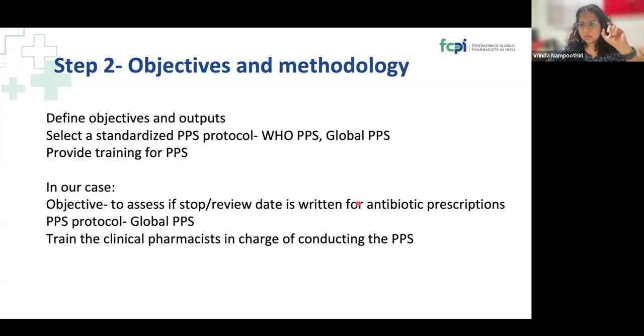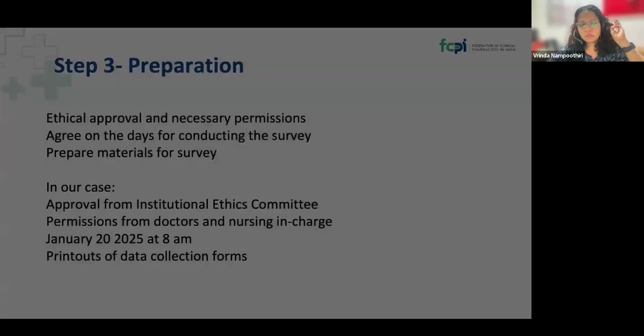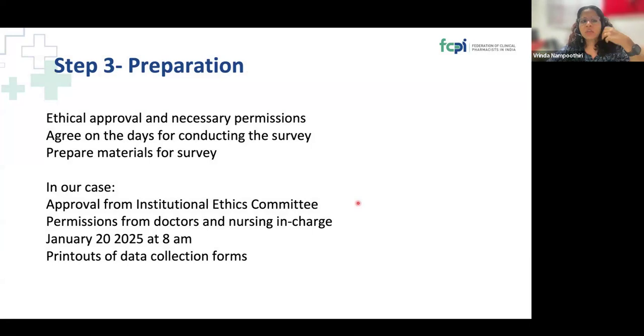So 2 steps are over. First, we identified the team and the personnel who will be in charge of doing the PPS. Second, we defined the methodology and the objectives, and we have provided the necessary training for doing PPS. Now, the third step is preparation. Preparation includes getting the necessary ethical approvals and other permissions, deciding on which date you want to do the PPS, and then getting all the materials for the survey ready before actually doing the survey.